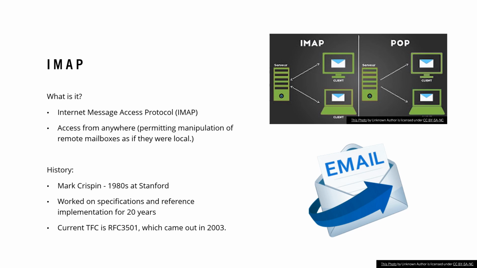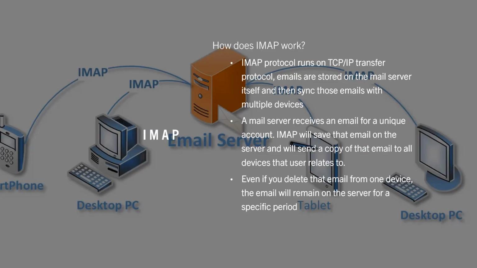The history behind IMAP is Mark Crispin invented IMAP at Stanford in the 1980s. He worked on specifications and reference implementation for 20 years, and the current RFC is RFC 3501, which came out in 2003.